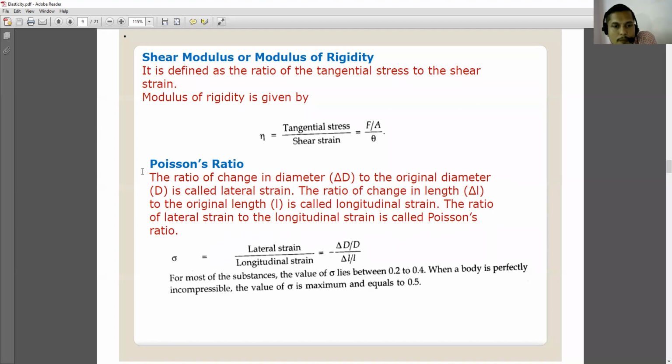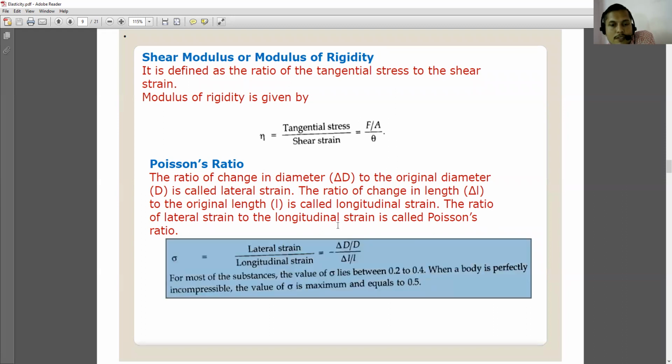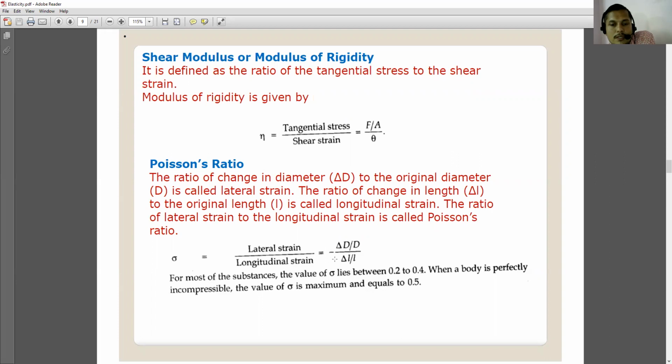Lateral strain means the ratio of change in diameter to the original diameter. Change in diameter divided by original diameter we call lateral strain. And what is longitudinal strain? Change in length divided by original length we call longitudinal strain. What is Poisson's ratio? The ratio of lateral strain to the longitudinal strain, that is delta D by D divided by delta L upon small l, that is called Poisson's ratio.